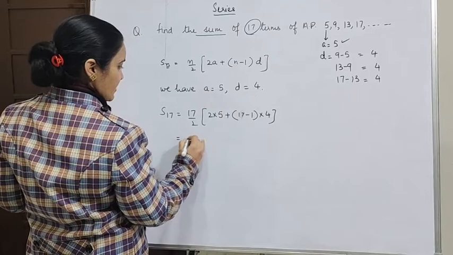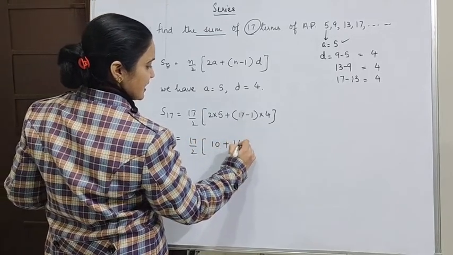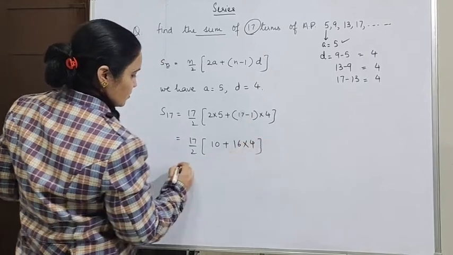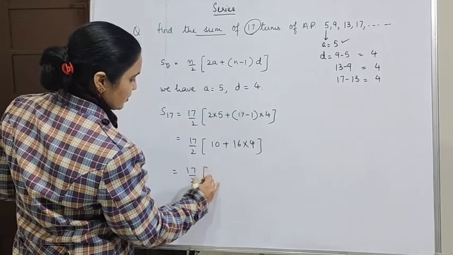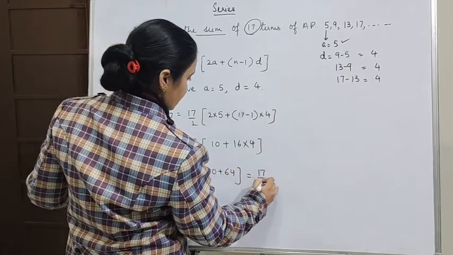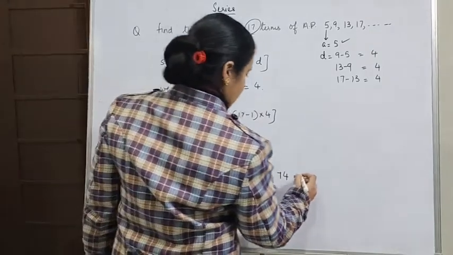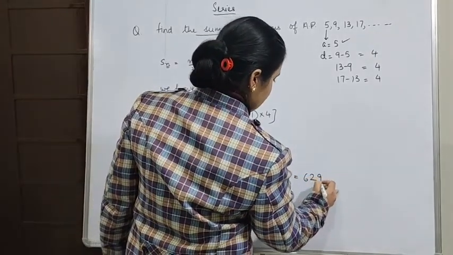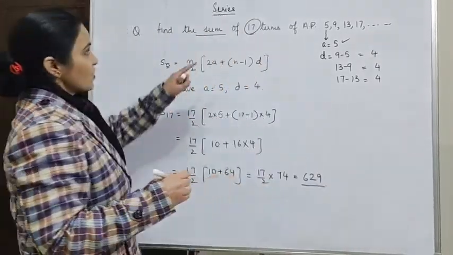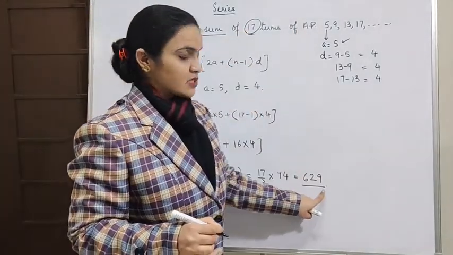So we have 17 by 2, 10 plus 16 into 4. So we have 17 by 2, 10 plus 64. So we have 17 by 2 into 74. Calculate this, and it will be equal to 629. So the sum of 17 terms of an AP is 629.